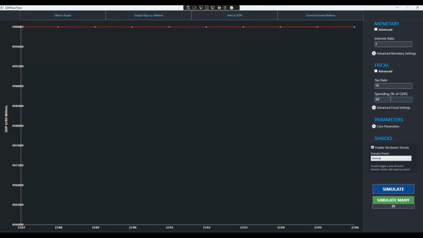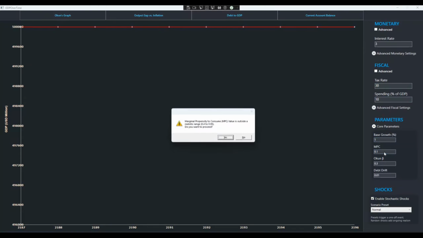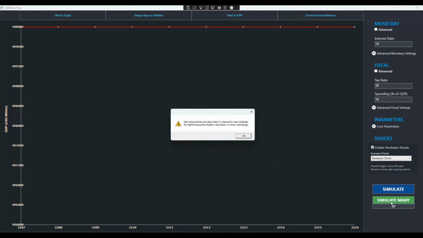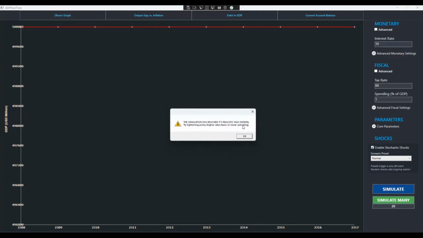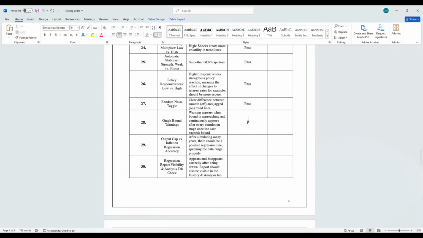Now if we revert back to lower GDP, so 10% spending, 30% tax rates, base of 1%, NBC 0.1, and also enable recession with a higher interest rate. And so we can mark this as a pass.